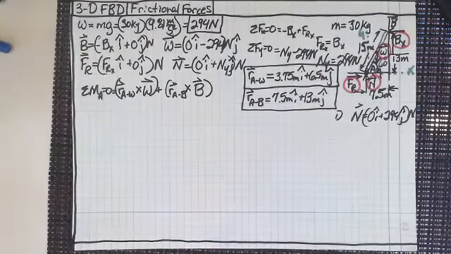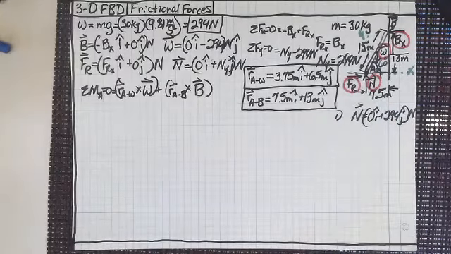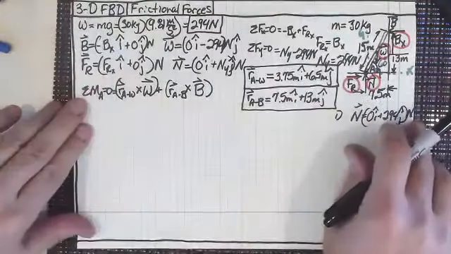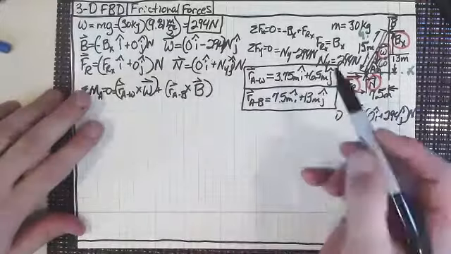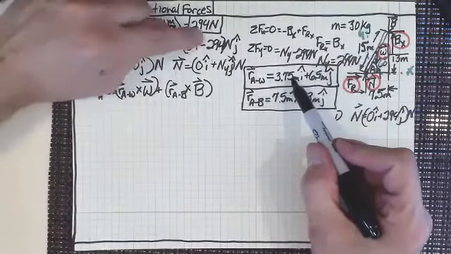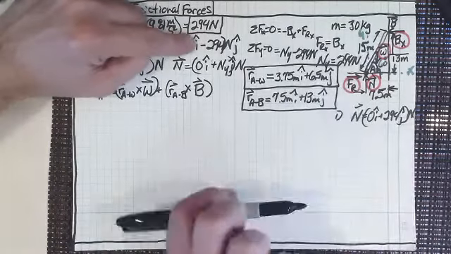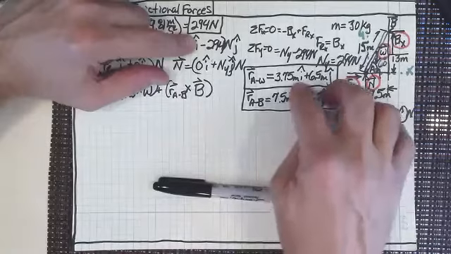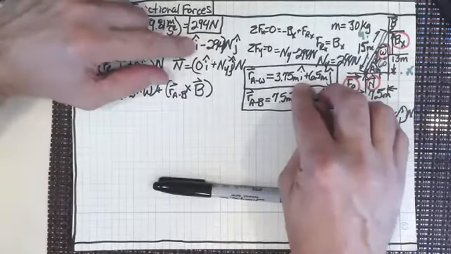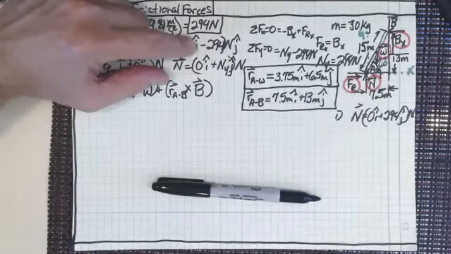So let's do those two cross products. They're not very hard. We're working in two dimensions. I think everybody can see that it's pretty straightforward, actually. So R sub AW crossed with W. So I crossed with J, 3.75 meters, I crossed with minus 294 newtons J.